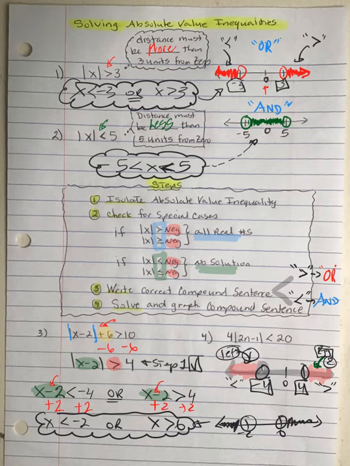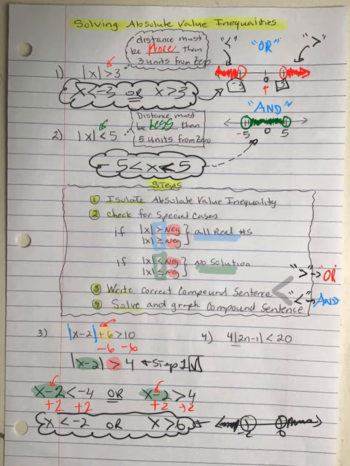So some kids will say, well, what's this other graph for? Well, this other graph really was just helping us determine, right? We were using a lot of critical thinking skills, and we were determining whether we should write a compound and or whether we should write a compound or. And since the absolute value was greater, we had to write an or, because we had to be more than 4 units from 0, so we had to write a compound or.